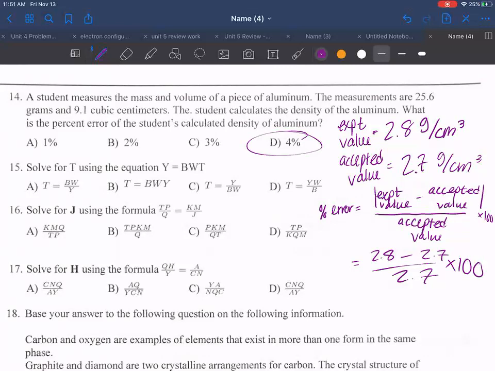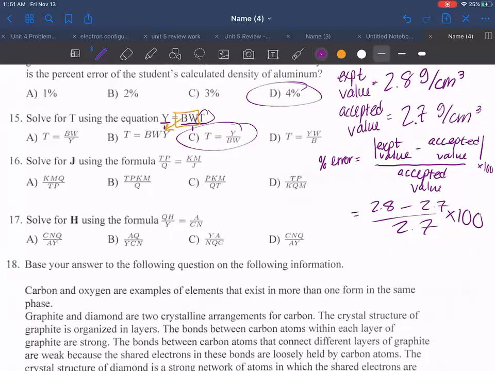Okay, solve for T using this equation. Well, if we think about Y over our imaginary 1, and same with BWT, all we do for solving for T is we take B and W and cross it over to the opposite side and the opposite part of the fraction, and you'll end up with T is equal to Y over BW, or C.